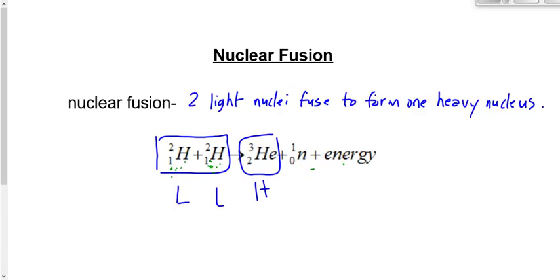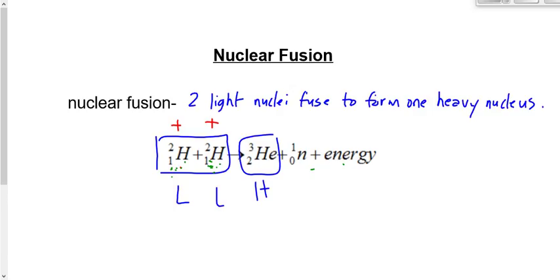Now, this is difficult to make take place. It's difficult to make happen. The reason it's difficult to make happen is because hydrogen nuclei are positively charged. Both of them are. Which means as they get closer together, to fuse together, what do, Brendan? Good, they push apart, they repel each other.